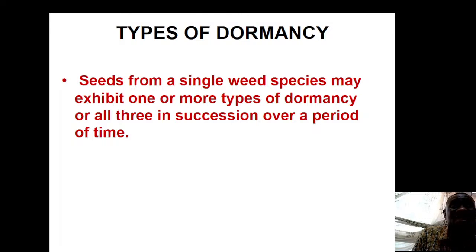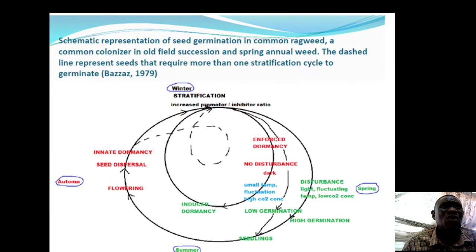Now, let us focus on the types of dormancy. The seeds from a single weed species may exhibit one or more types of dormancy, or all three in succession over a period of time. This is for survival. We can use this example of a weed seed, which can alternate types of dormancy. Let us start from seed dispersal. From seed dispersal, you can have a plant with innate dormancy. It's not going to germinate because of inherited dormancy from the mother plant.